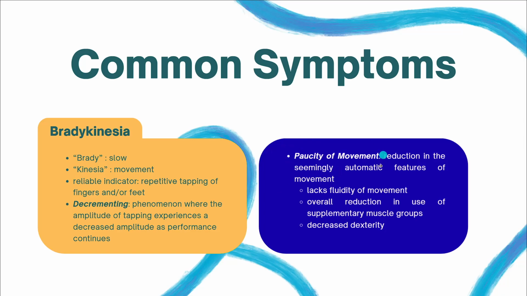Next, we also have this term, paucity of movement. So this just refers to a lack of fluidity in movement. So, for example, in a normal patient, you are able to move your arms in coordination because you don't have affectations of the brain, right? If you're gonna reach for something on the table, if you're gonna carry a bag, you're gonna walk.